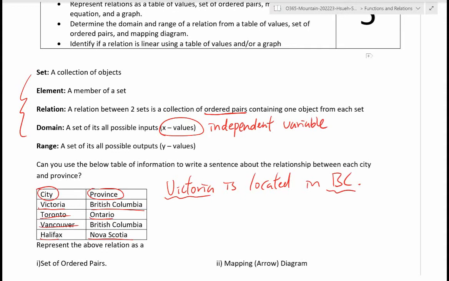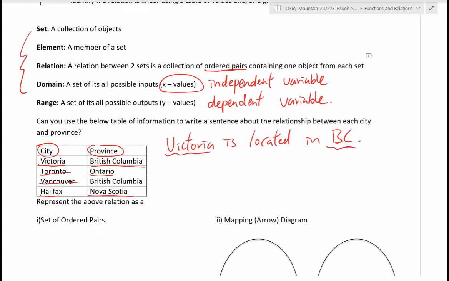Range, on the other hand, is just the set of possible outputs. So the y values, or we call them the dependent variable. In the set of province, we have 3 outputs: British Columbia, Ontario, and Nova Scotia. So those are the range. Those are the possible outputs.